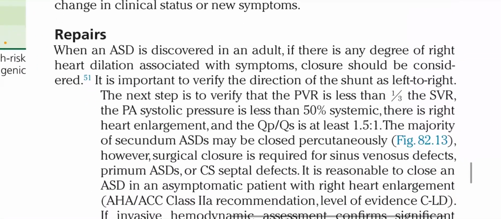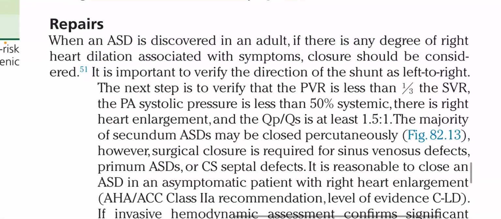Now repair. When an ASD is discovered in an adult, if there is any degree of right heart dilation associated with symptoms, closure should be considered. It is important to verify the direction of the shunt as left to right. The next step is to verify that the PVR is less than 1/3 of the systemic vascular resistance, the pulmonary artery systolic pressure is less than 50% systemic, there is right heart enlargement, and the QP/QS ratio is at least 1.5:1.